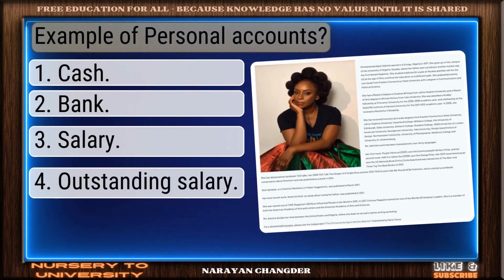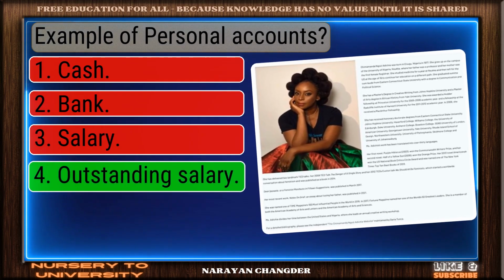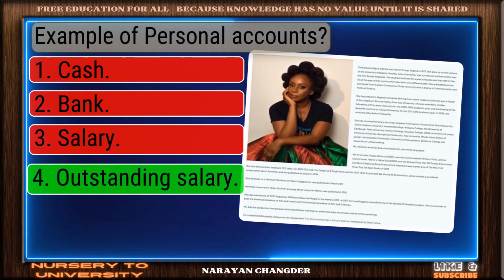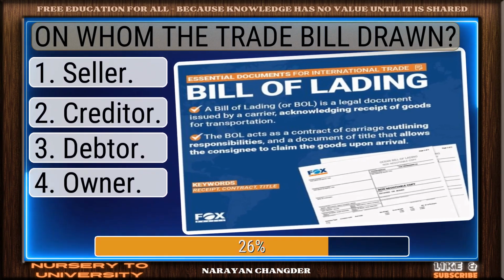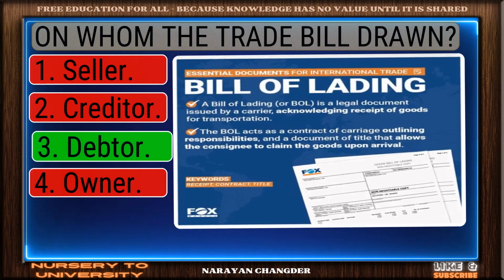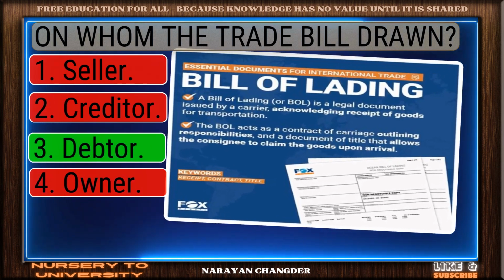Example of personal accounts. Well picked. Outstanding salary is the correct answer. On whom is the trade bill drawn? You're right. Debtor is the correct answer.